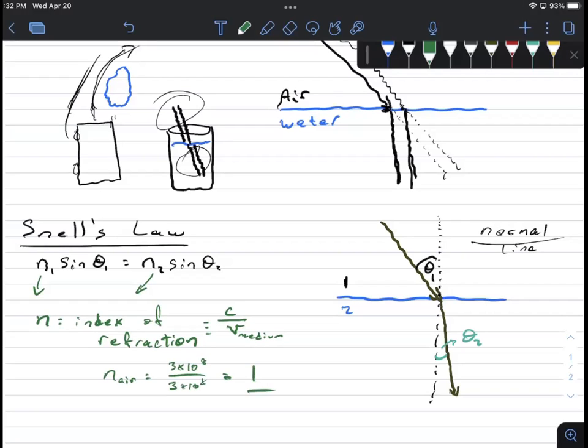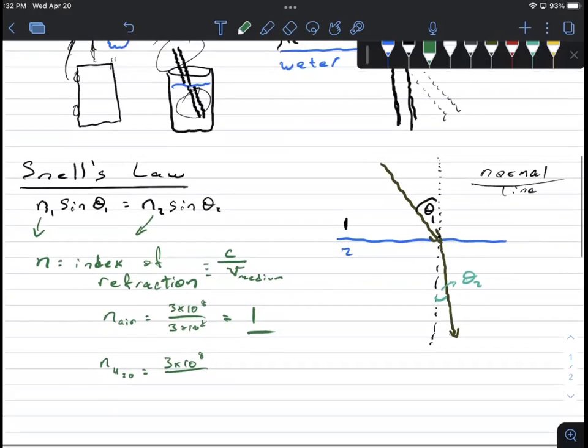But what about if we're in water? Okay. So if we're in water, then the index of refraction here, H2O, well, that's 3 × 10⁸, the speed of light in a vacuum, divided by, I'm sorry?